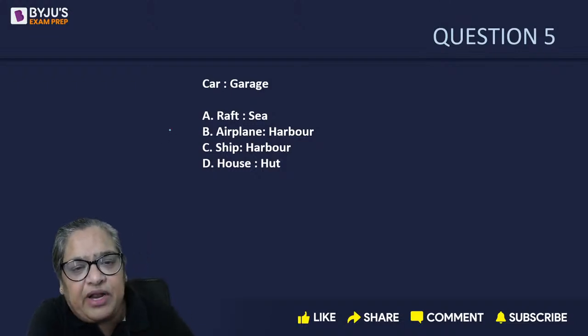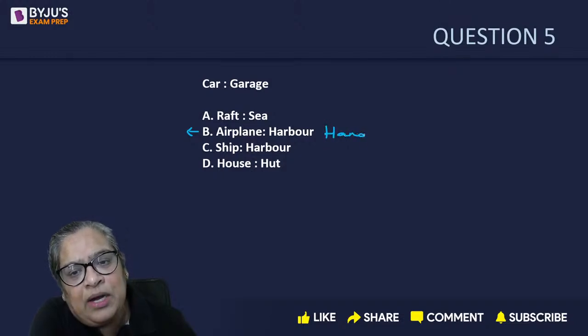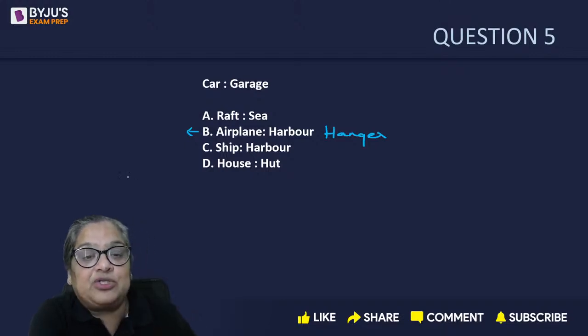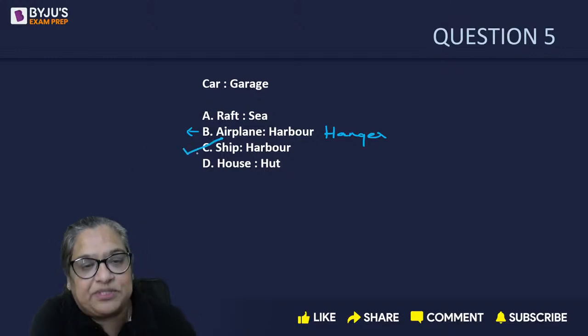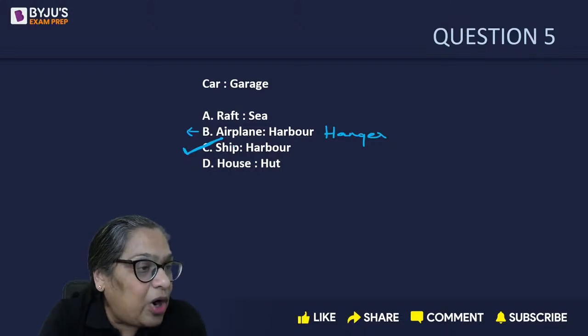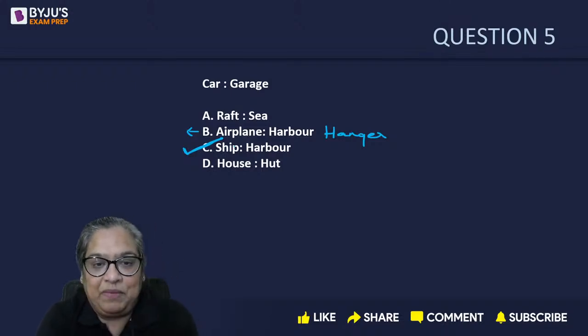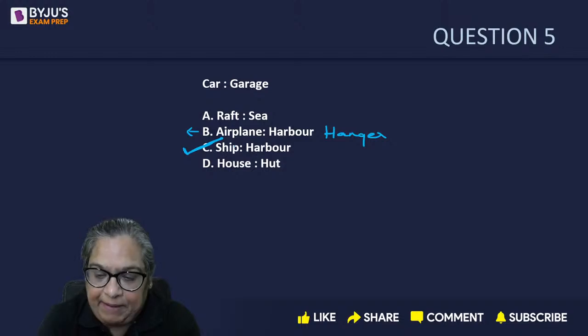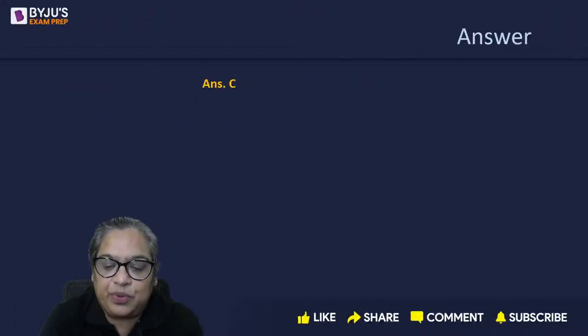What is the place where airplanes are kept called? Anyone? Yes. Hangar. Ship is to harbor. Yes. Ships are kept safe in harbors. That is true. House and hut are synonyms. Therefore, the correct answer is option C. Perfect. Alright. So, this is an object and a place where it is kept. Very good. What's the next question type?